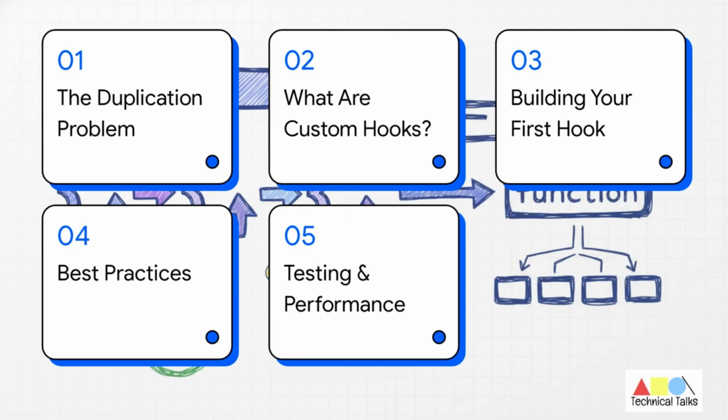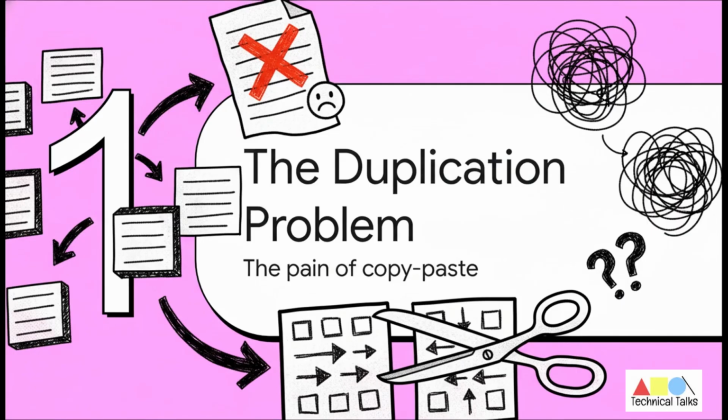Here's how we're going to do it. First up, we'll nail down the problem of code duplication, just so we're all on the same page. Then we'll reveal the solution, custom hooks. And we're not just going to talk about them, we're going to build one from scratch. After that, we'll cover the rules of the road for writing good hooks, and wrap up by making them production ready with testing and performance tips. All right, let's dive right in.